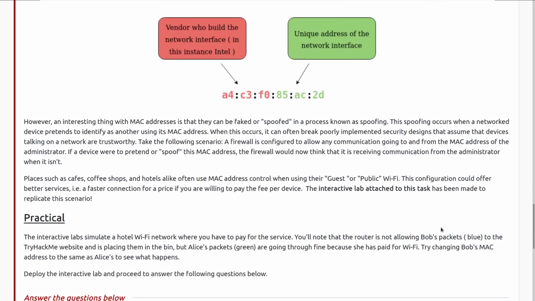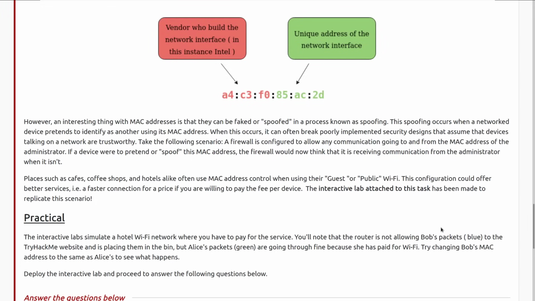However, an interesting thing with MAC addresses is that they can be faked or spoofed, as I mentioned before. Spoofing occurs when a network device pretends to be another by using its MAC address. When this happens, it can often break poorly implemented security designs that assume devices talking on a network are trustworthy, because they're not. Don't worry too much about this; just know about it. It's not something too major, and you'll come across it later on in your security career. Take the following example. A firewall is configured to allow any communication going to and from the MAC address of the administrator. If a device were to spoof this MAC address, the firewall would now think that it is receiving communication from the administrator when it is not.